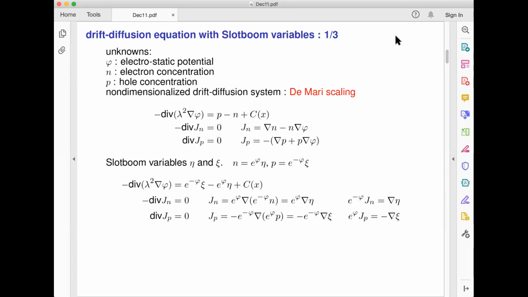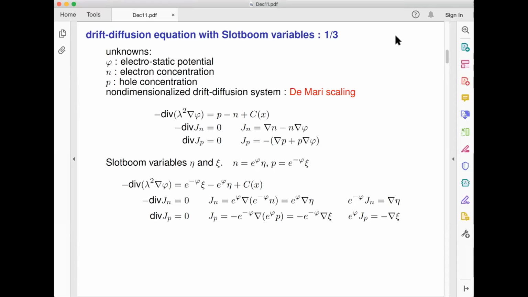The difficulty comes from the nonlinearity embedded in the drift term. The drift term Jn is expressed as gradient n minus n gradient phi. To resolve this, we usually introduce so-called Slotboom variables, with an exponential weight of the electrostatic potential. So by setting n equal to exponential phi times eta, the drift term becomes simpler.